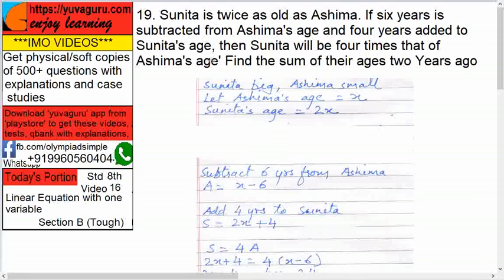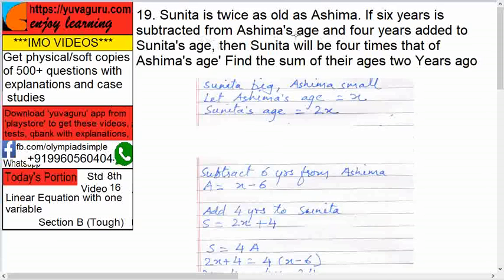In these types of problems, you shouldn't forget the basics. Who is older, Sunita or Ashima? That's what we forget. Remember the basics. Sunita is big, Ashima is small. Okay. So let Ashima's age equal x. So Sunita's age will be twice as old as Ashima, so 2x.